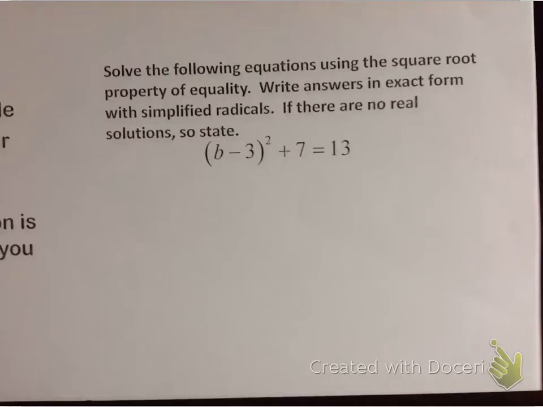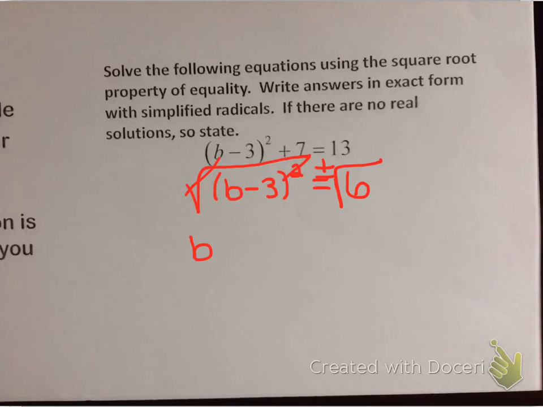So if I look here and I want to solve this quadratic using square roots, the first thing I would do is subtract the 7 to move it over, so that would give me a 6 on the other side. And then I would square root both sides. So I'm going to square root this side to get rid of the quadratic. And when I square root this side, I need to remember to do plus or minus. So at that point, on the left side, it got rid of the squared, so I just have the b minus 3 now. And on the right side, I have that plus or minus the square root of 6.